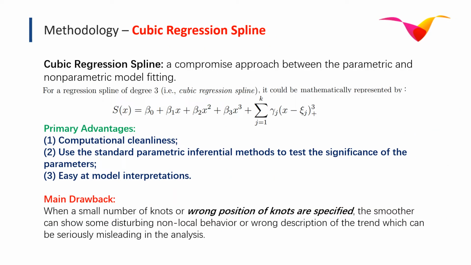In this research, we used a very popular smoother, the so-called cubic regression spline. It is a compromise approach between the parametric and non-parametric model fitting. It has several advantages like computational cleanliness. And more importantly, we could use the standard parametric inferential methods to test the significance of the parameters. This will make us interpret the results much easier. However, this approach does have a problem or difficulty in choosing the proper number and/or position of knots.